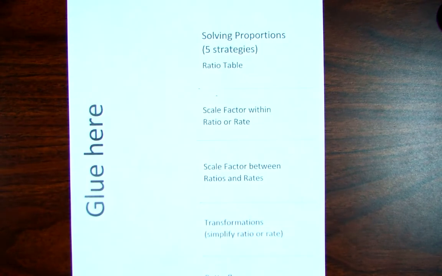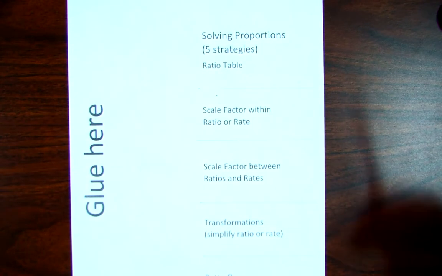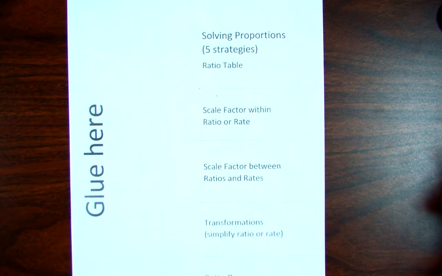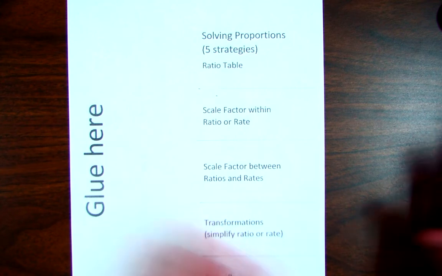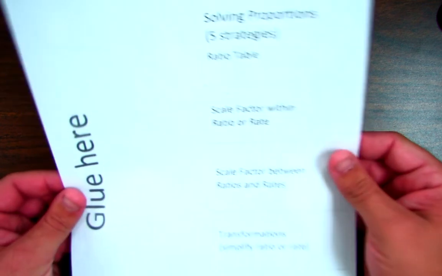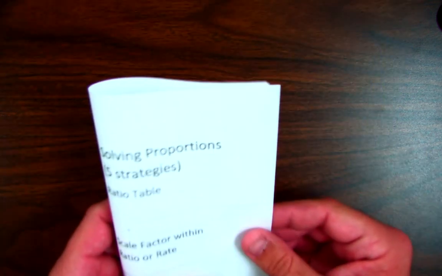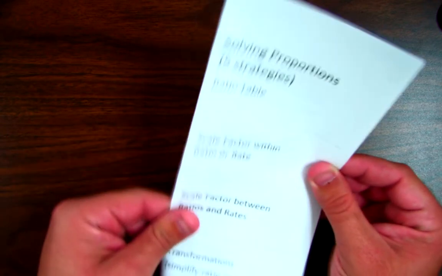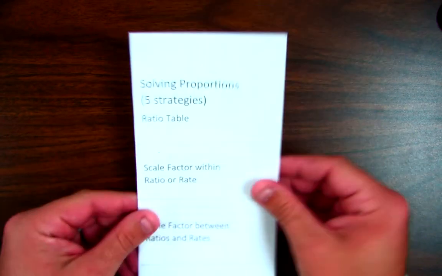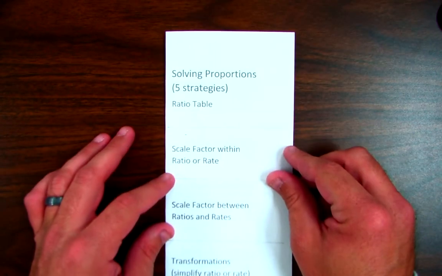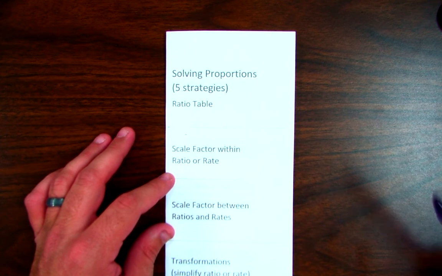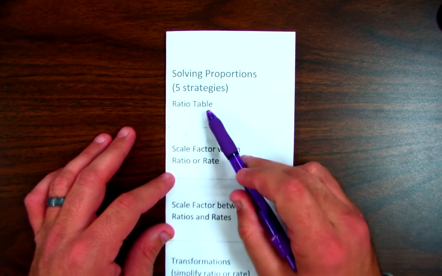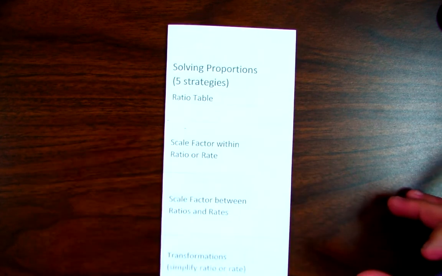All right, so today we are going into proportions. Proportions is really just an extension of unit rates and ratios. Now, we're going to take our paper here and fold it because it is a foldable. Look at that. Now, there are 5 strategies for solving proportions. The first one is a ratio table.